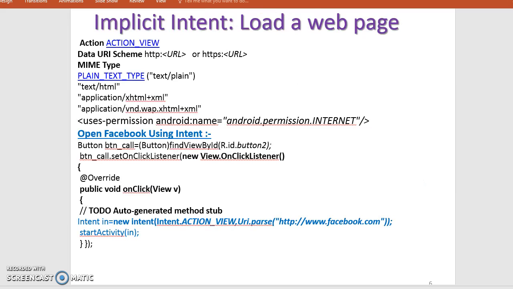So these are the various implicit intents. One is ACTION_VIEW, where we want to open the Facebook page. So here we have an Intent with ACTION_VIEW and Uri.parse("http://www.facebook.com"). If we have to open any HTML page, then we will have to call Uri. What is the full form of URI?